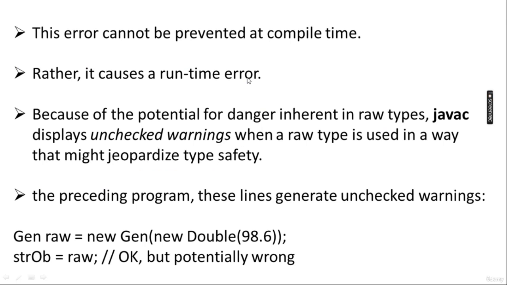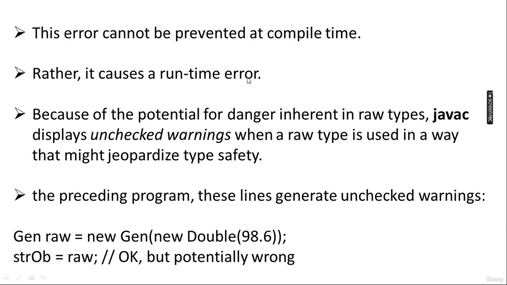Because of the potential for danger inherent in raw types, Java displays unchecked warnings when a raw type is used in a way that might jeopardize type safety. Okay, so what is the solution for this? The Java compiler displays the unchecked warnings when a raw type is used in a way that might jeopardize type safety. So why is type safety important? Because it eliminates the runtime errors, and these errors we can handle at compile time itself. Okay, but this is not handled in raw type.